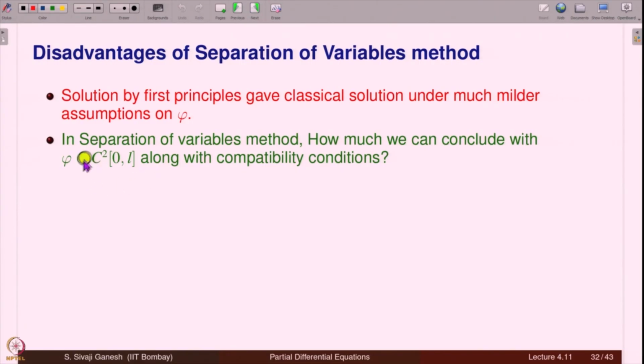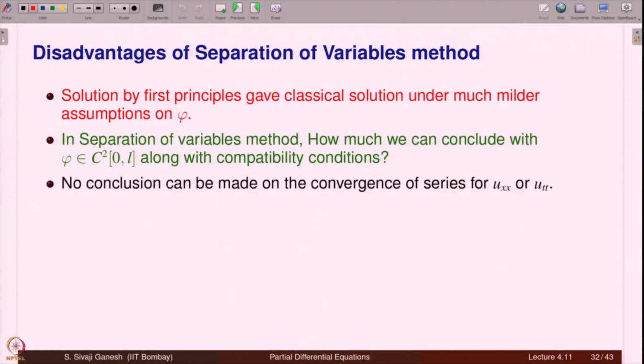Now if phi is only C2, the Bn's satisfy only mod Bn less than or equal to a constant by n square. That means the series for the second order derivative that we have obtained by formally differentiating the formal solution may not converge. So we cannot make any conclusion about the convergence of the series that we obtained for uxx or utt, because the Fourier coefficients there were n square Bn. If phi is C2, we do not know if the summation of n square mod Bn is a convergent series or not.